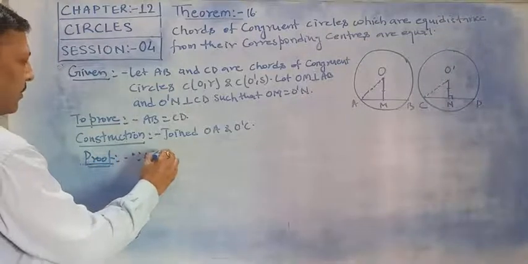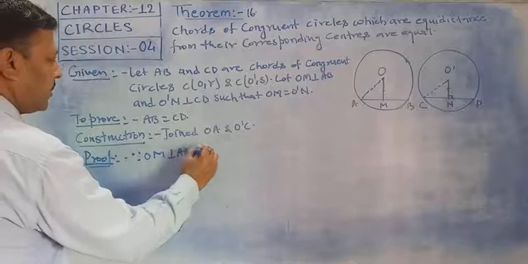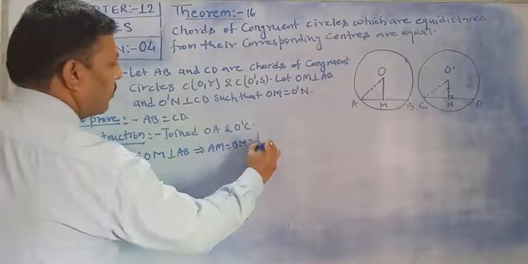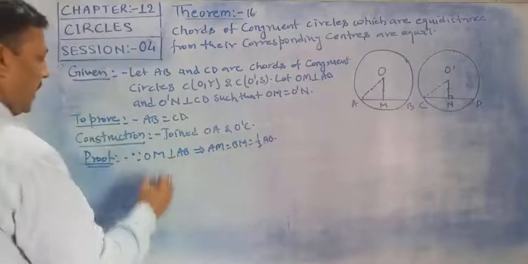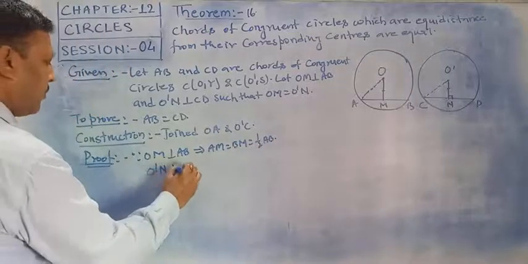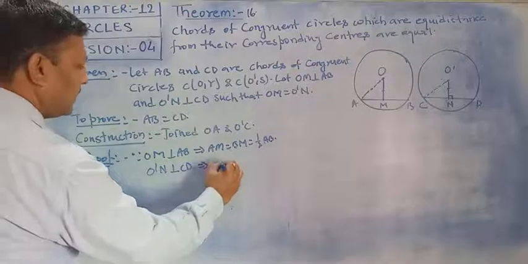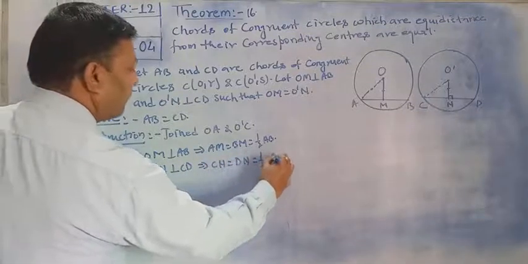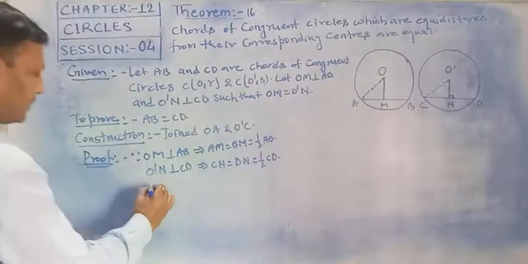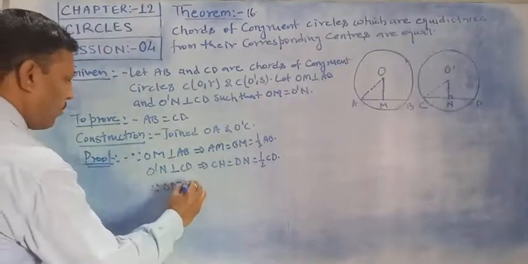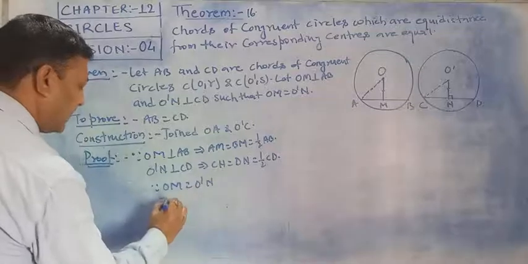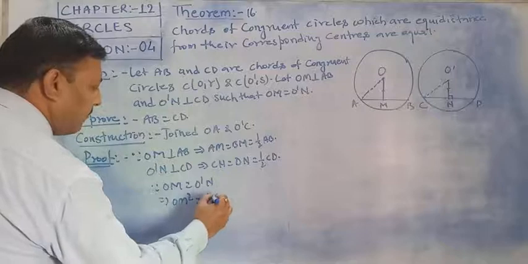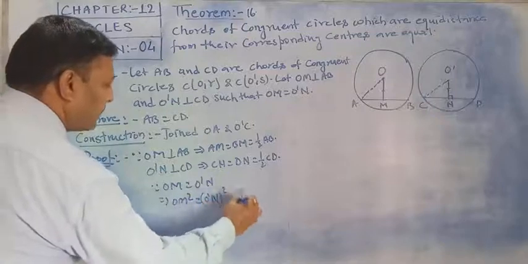Since OM is perpendicular to AB, this implies that AM equals BM, equal to half of AB, and O'N perpendicular to CD implies that CN equals DN, equal to half of CD. Now it is given that OM equals O'N, which implies that OM square equals O'N whole square. This is the relation first.